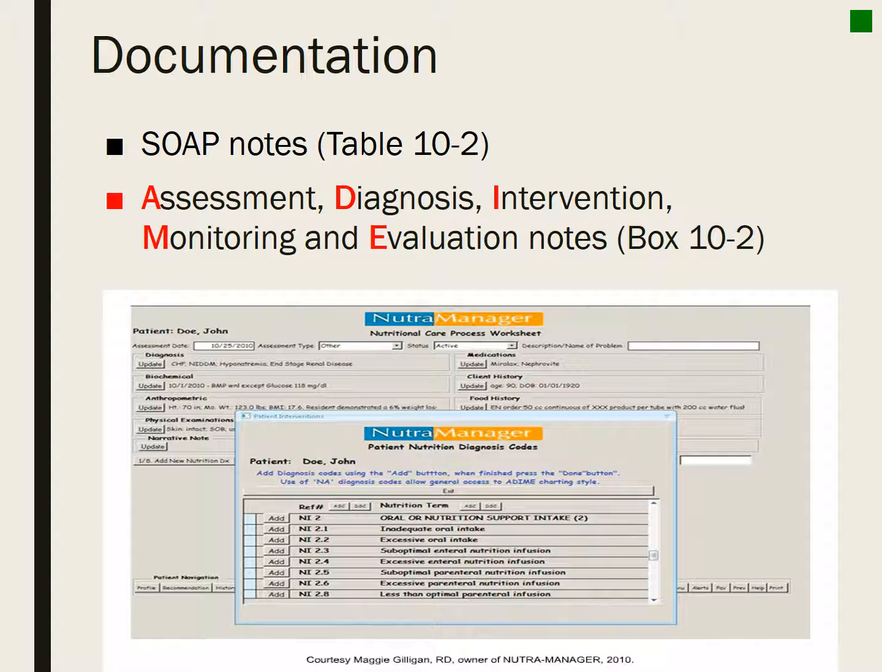So that concludes our presentation on the nutrition care process. Hopefully that was all a review to you guys. But please be sure to read or reread the chapters thoroughly that were highlighted in this PowerPoint. And then please reach out if you have any questions regarding the nutrition care process.